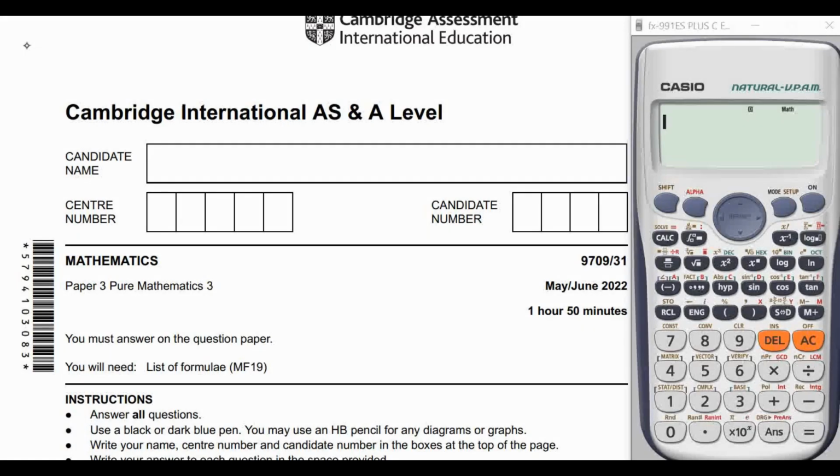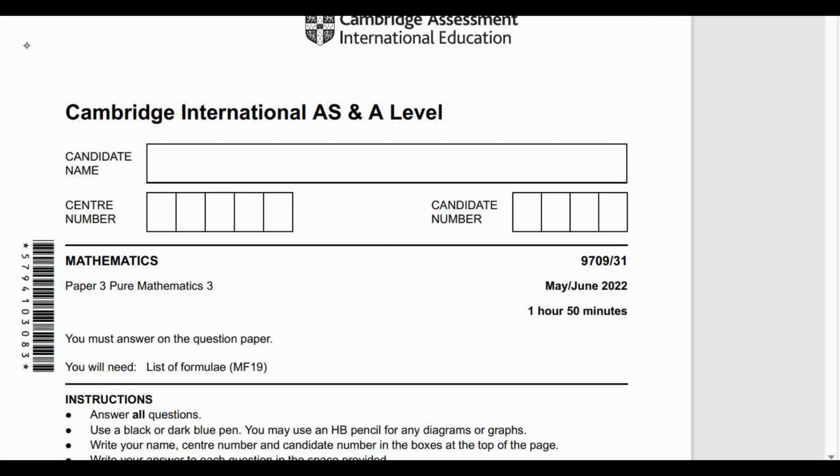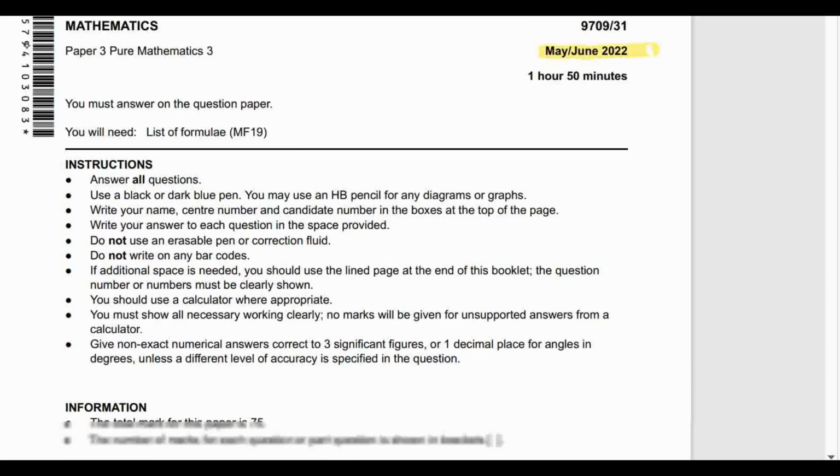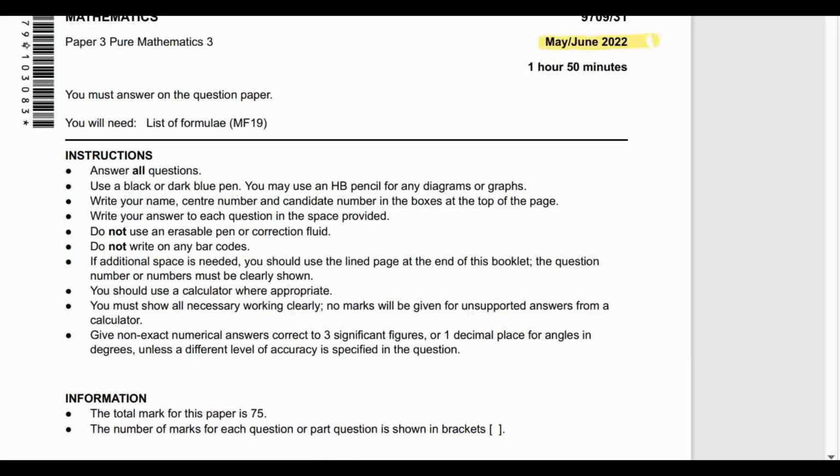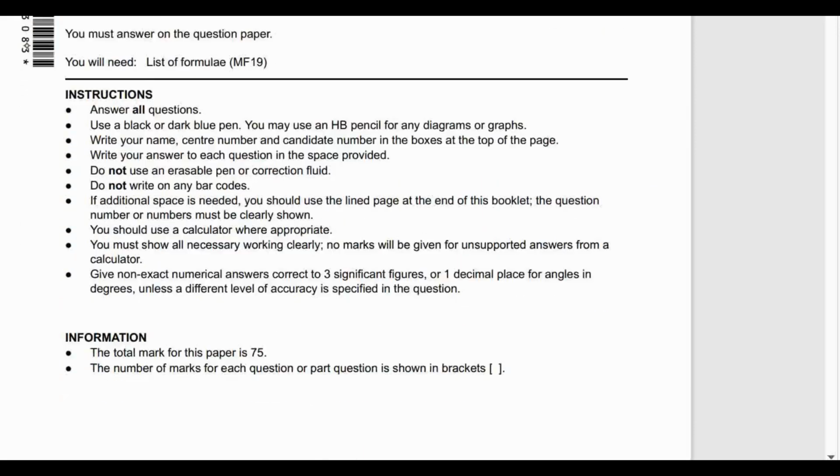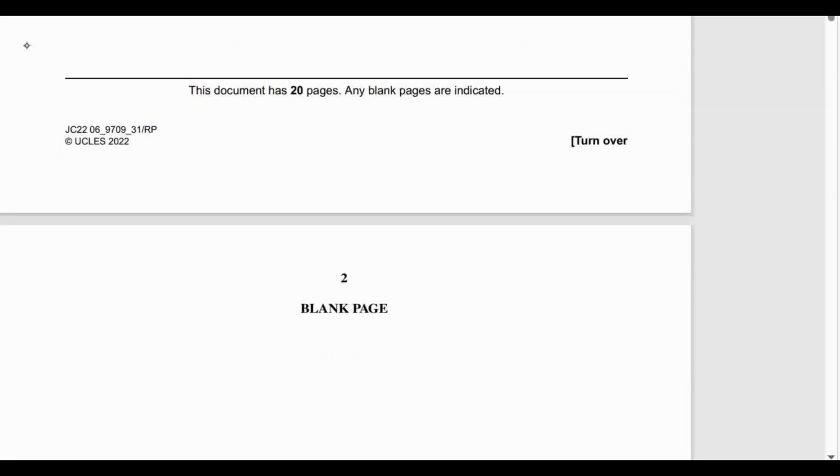Hello everyone. Today we are going to discuss paper 3 of May-June 2022, and these are the instructions we have to follow. We will use the formula sheet also. Okay, let's move to question number 1.